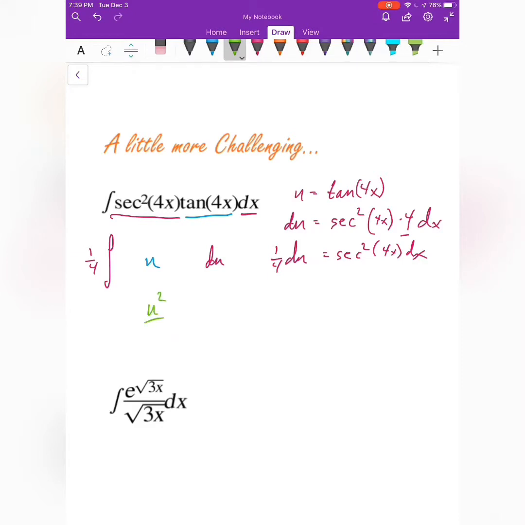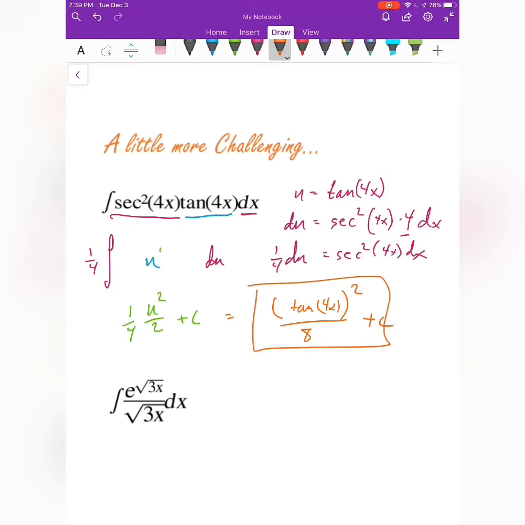Integrate, and you get u squared over 2. Add 1 to the exponent, which is 1, and divide by your new exponent. You already had a 1/4 there, and don't forget your plus c. So what that gives us is tangent of 4x squared over, I believe our coefficient is 1/8, plus c. And that was a little bit more complicated one. Worked out kind of nice once you see it, though.